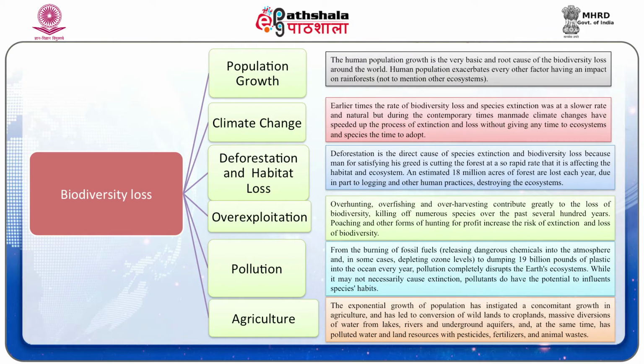From the burning of fossil fuels, releasing dangerous chemicals into the atmosphere and in some cases depleting ozone levels, to dumping 19 million pounds of plastic into the ocean every year, pollution completely disrupts the Earth's ecosystems. While it may not necessarily cause extinction, pollutants do have the potential to influence species habitats. For example, acid rain, which is typically caused by burning of fossil fuels, can acidify smaller bodies of water and soil, negatively affecting the species that live there by changing breeding and feeding habits.